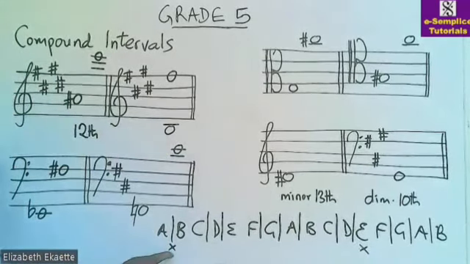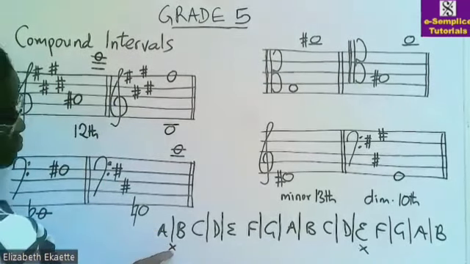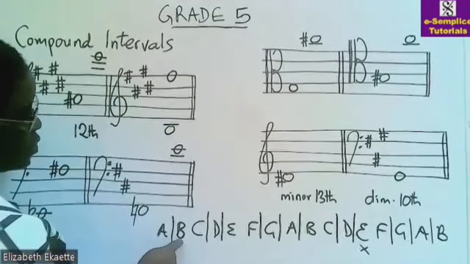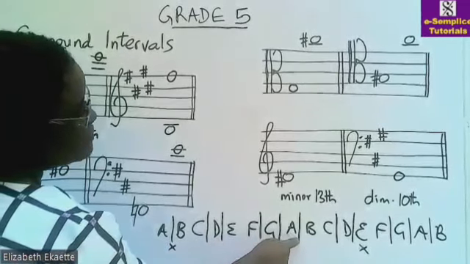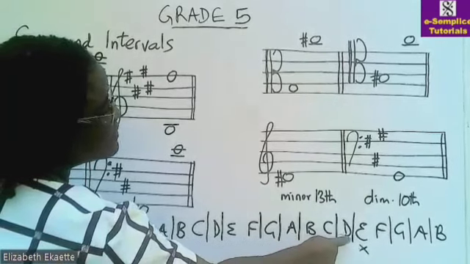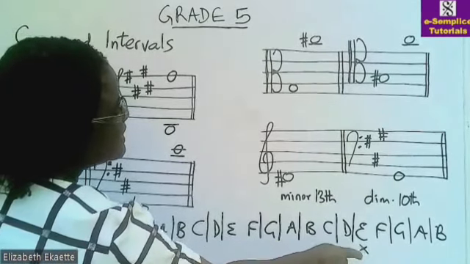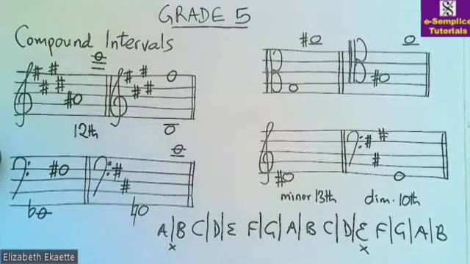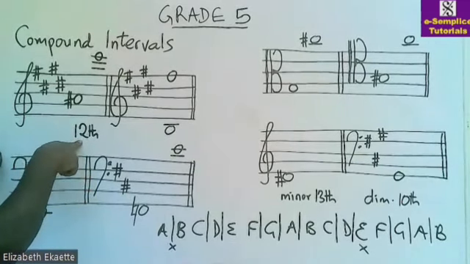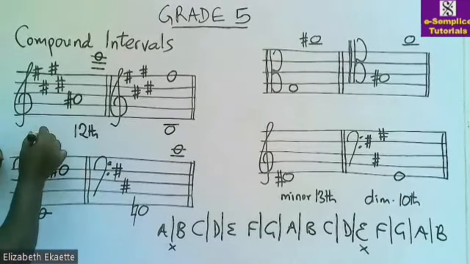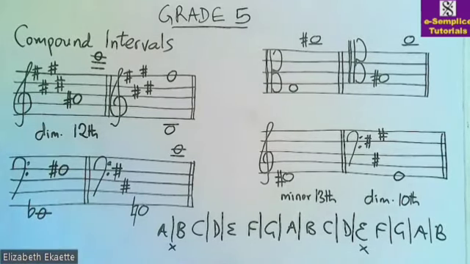Now, let's count the number of semitones existing. My hand is on A sharp. I go 1, 2, 3, 4, 5, 6, 7, 8, 9, 10, 11, 12, 13, 14, 15, 16, 17, 18. So I have 18 semitones. Now from my table, I already know that a 12th interval that has 18 semitones is a diminished 12th. Diminished 12th. Now let's move to the next one.